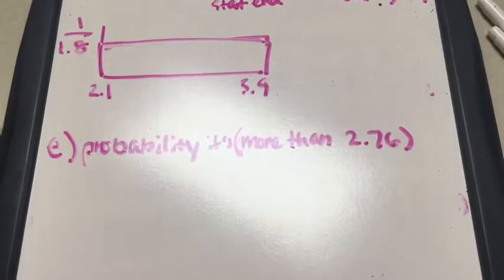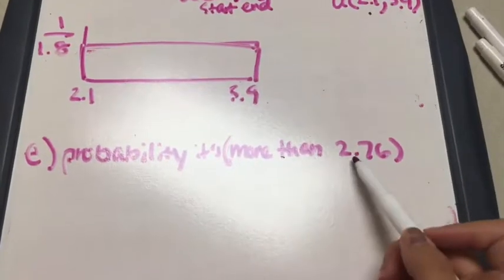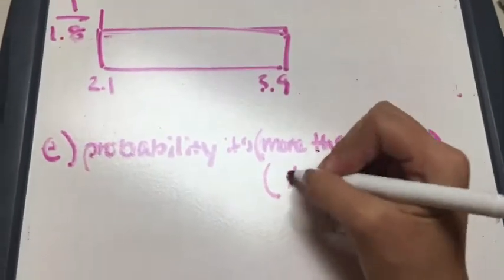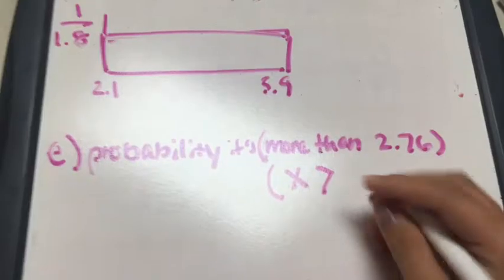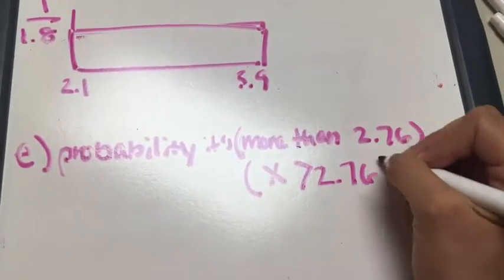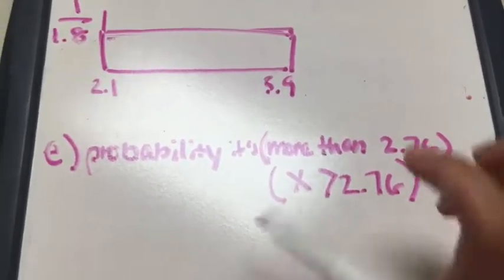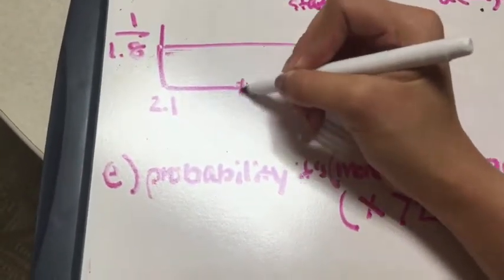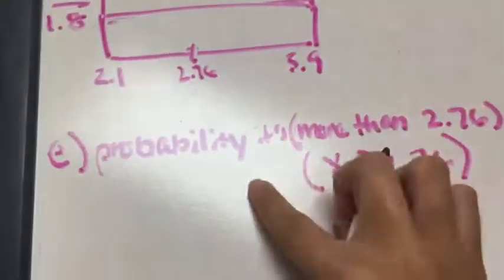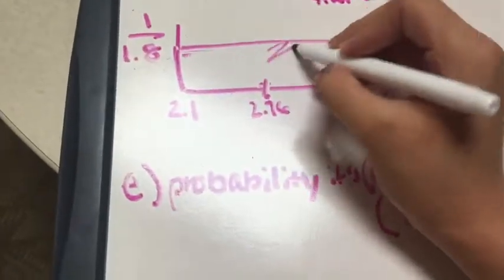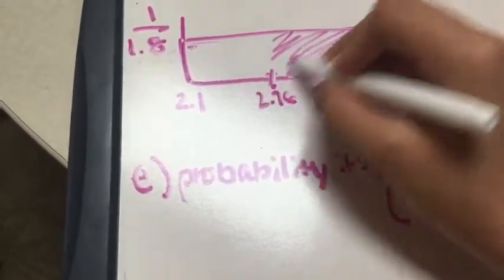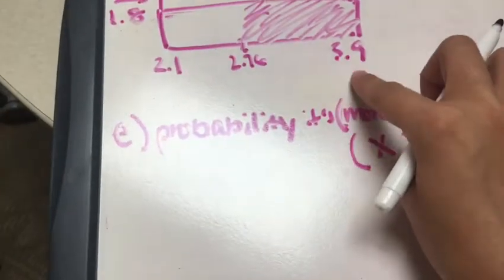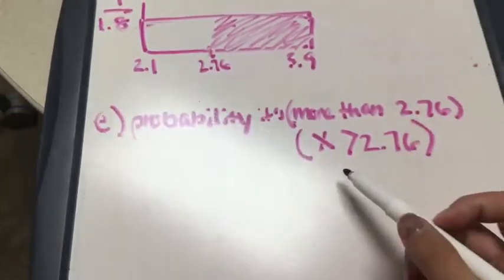For this one, it's asking you to find the probability that it's more than 2.76. Let me translate this: more than, also known as greater than, 2.76. So you want to find this probability right here. Let's say that 2.76 is right here, and you want the probability that's more than that, so you shade to the right. You want the probability of everything that is 2.76 or above, but it can't be more than 3.9 because that's where the distribution ends.